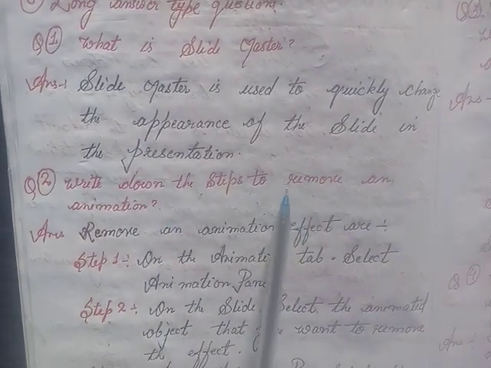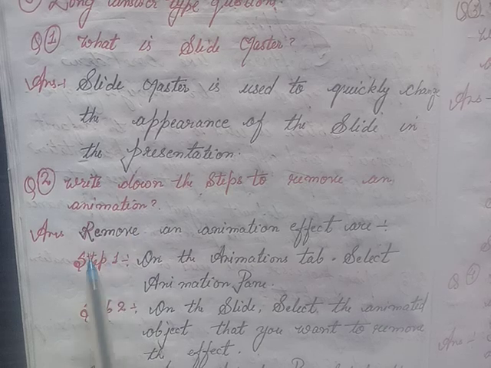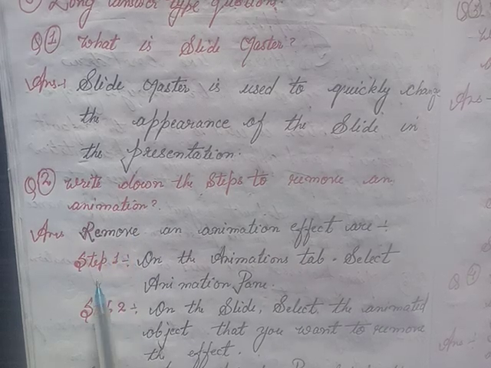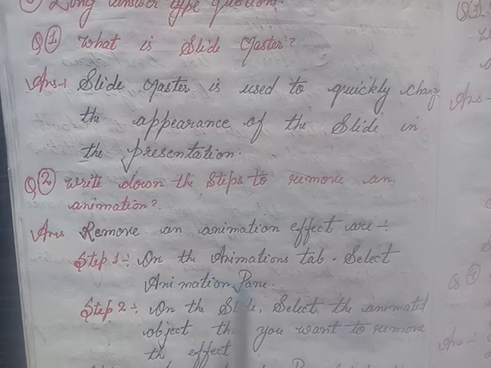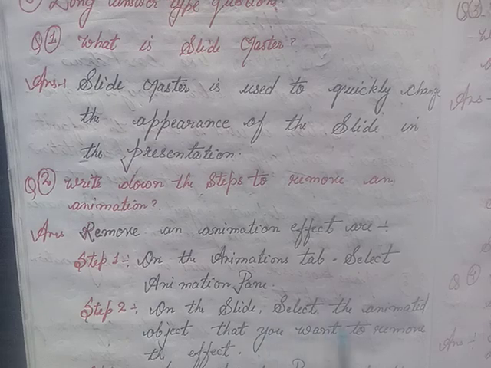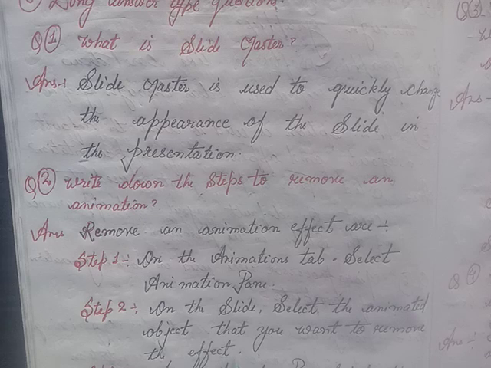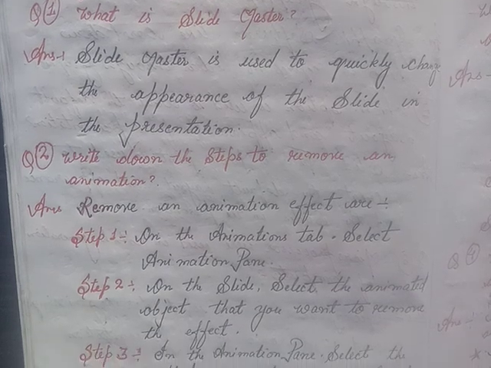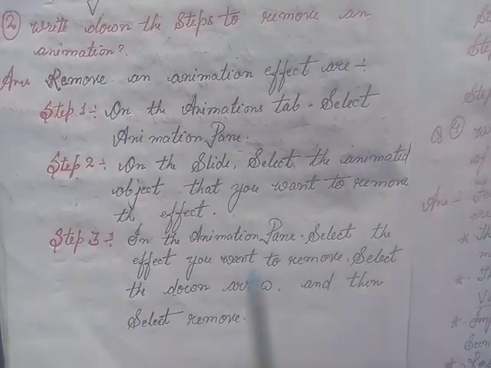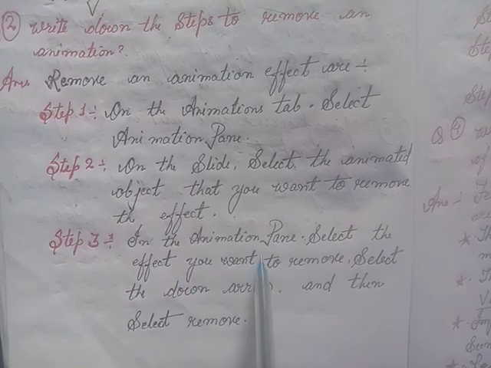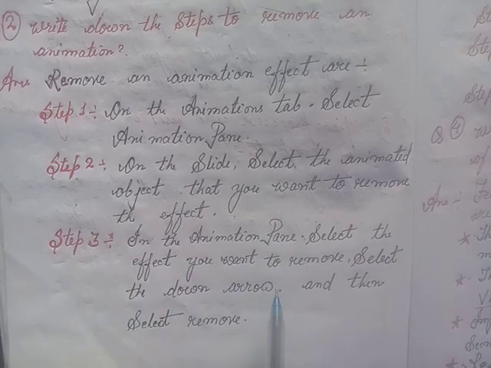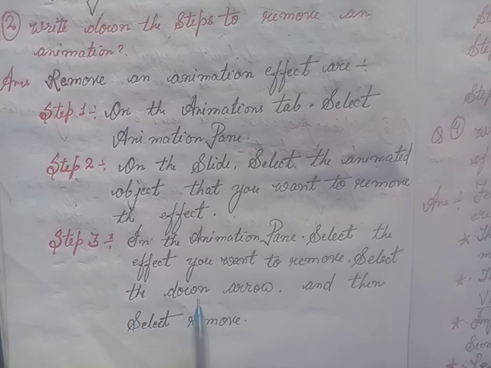2. Write down the steps to remove an animation. Answer: the steps to remove an animation effect are: Step 1. On the animation tab, select animation pane. Step 2. On the slide, select the animated object that you want to remove the effect from. Step 3. In the animation pane, select the effect you want to remove. Select the down arrow and then select remove.